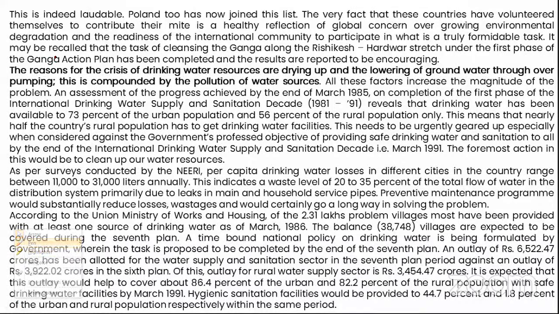So you have to read really well. While reading only, you have to understand what this entire passage is talking about, what about this last passage, what is the main purpose of this passage. So likewise, when you're skimming your passage, you have to make note of it. So now here we are talking about crisis of drinking water. All right. Now what does it say? The reason for crisis of drinking water resources are drying up and the lowering of groundwater through over pumping. Over pumping is done. This is compounded by the pollution of water resources.